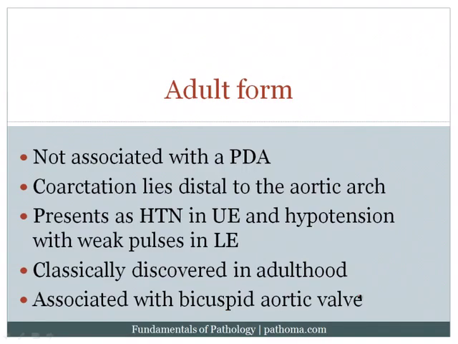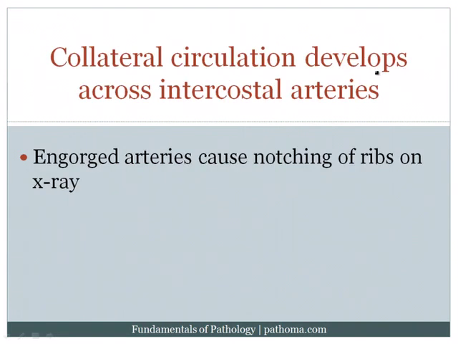Well, let's go ahead and read what we say in the text. We say it presents as hypertension in the upper extremities and hypotension with weak pulses in the lower extremity. It's classically discovered in adulthood, and, high yield, it's associated with a bicuspid aortic valve. And you're going to understand the consequences of bicuspid aortic valve in the next section when we talk about valvular disorders. Now, one of the very high yield associations with this disorder is that collateral circulation will develop across the intercostal arteries in order to try to bypass that block. And so that'll result in engorged arteries causing notching of the ribs.